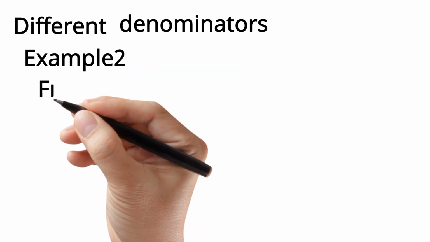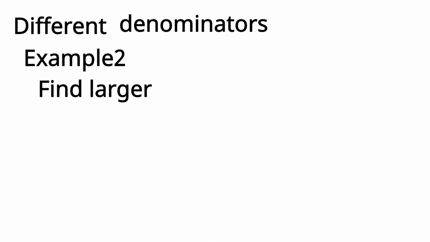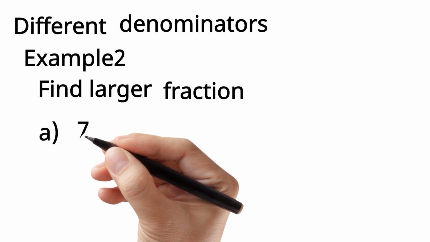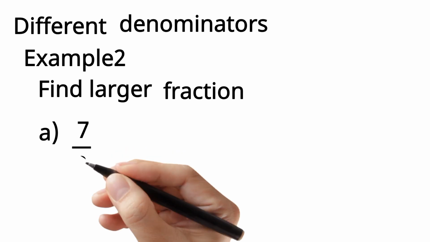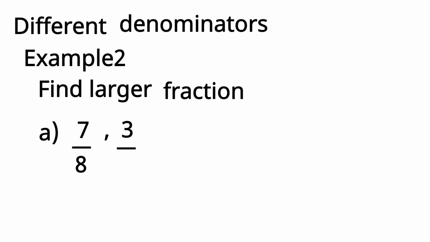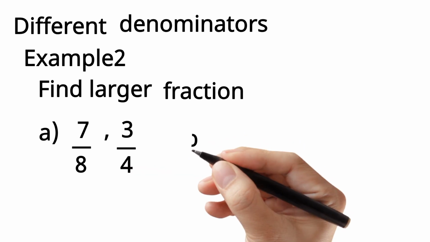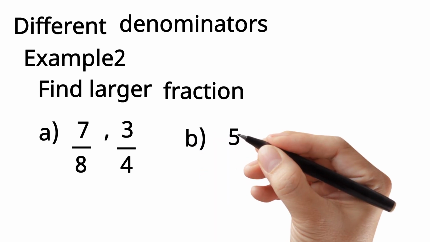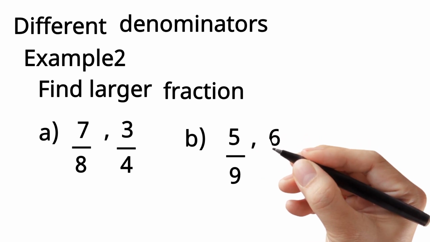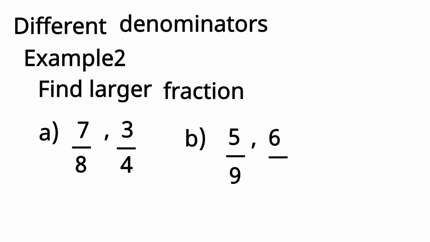Now let us see how we can compare the fractions of different denominators. Comparing fractions of different denominators. For example, this is example 2. Find the larger fraction in the given pair of fractions. We are given 2 fractions. We are supposed to compare them. Which one is larger? So A, you have 7 over 8, and then the other fraction is 3 over 4. And B, it is 5 over 9, and then the other fraction is 6 over 13.